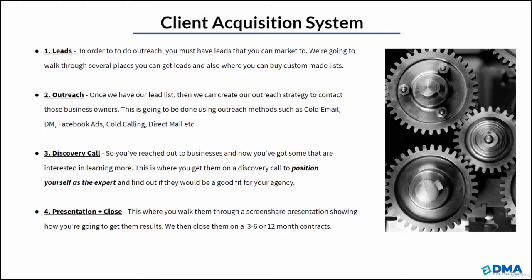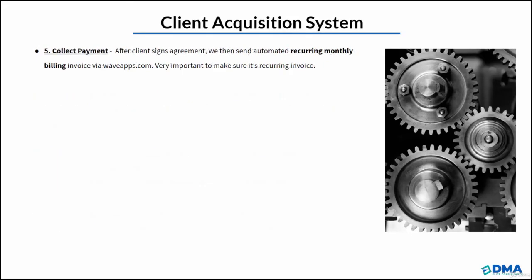Now, after we do the presentation, everything looks good. Let's say they agree to a 6-month agreement. Okay, great. This is where we send them an invoice. So first they need to sign the agreement, and then you will receive a notification letting you know that, hey, XYZ company or XYZ person has signed their agreement. And then this is where we send out an automated reoccurring billing invoice via Wave Apps.